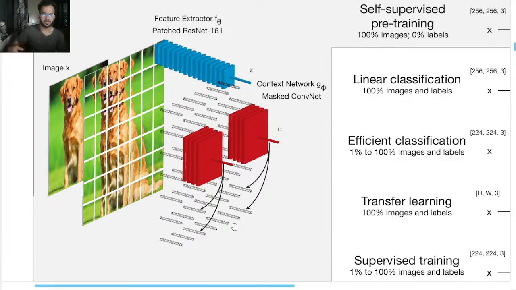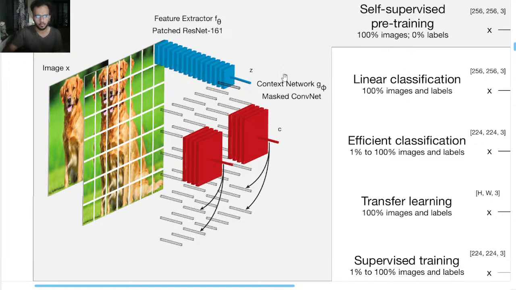And after it's completely trained on all the unlabeled data, you throw away the weight matrix here and the masked convolution context network G. You throw it away. Now you want to initialize weights and train it further for fewer amounts of labels, if you have 1% of images, 5%, or 100% of the data set.